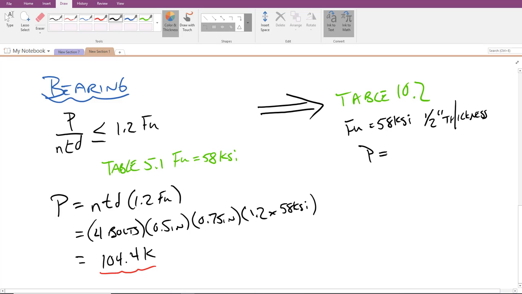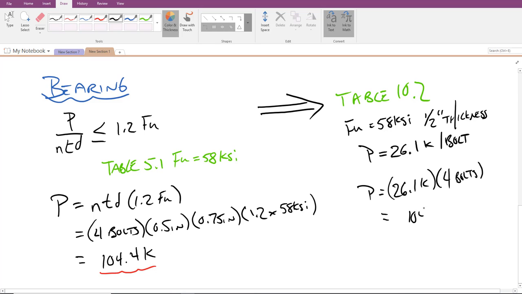In the table, we determined that in bearing it can handle 26.1 kips per bolt. Again, we've got 4 bolts, so 26.1 kips times the 4 bolts is 104.4 kips. In this case, there was no round off error, and it comes out to be the same number. So you can take either approach. You can use the equation, or you can also run with the table. I'm merely showing you both to show you how both procedures work.